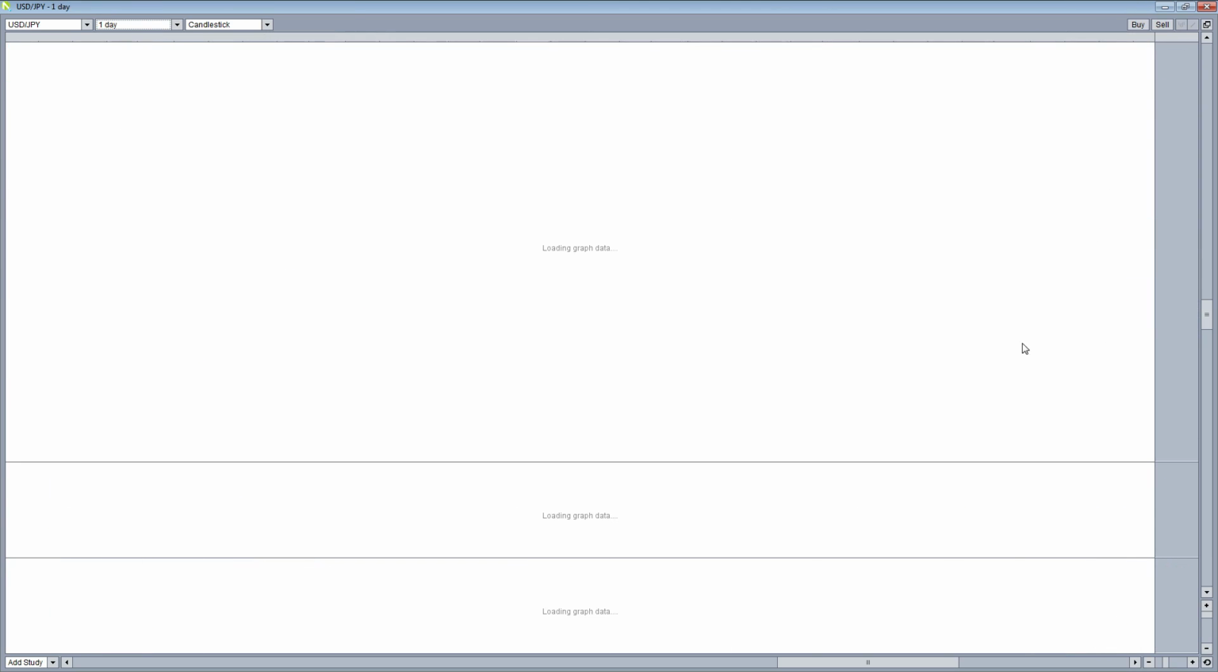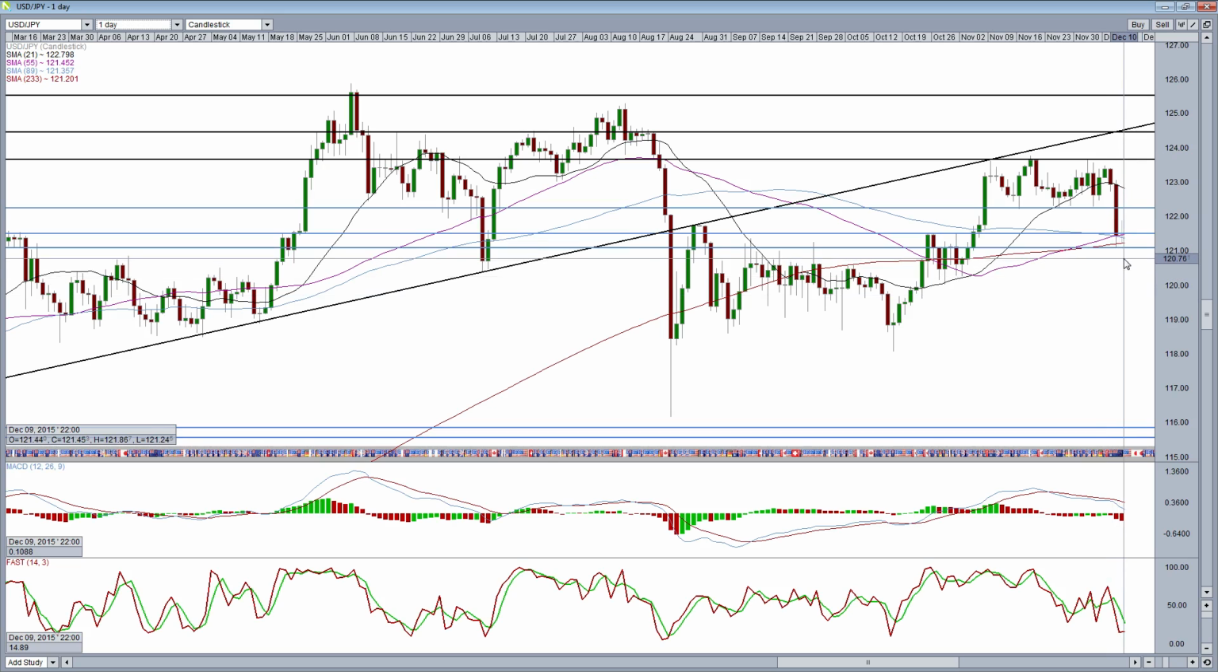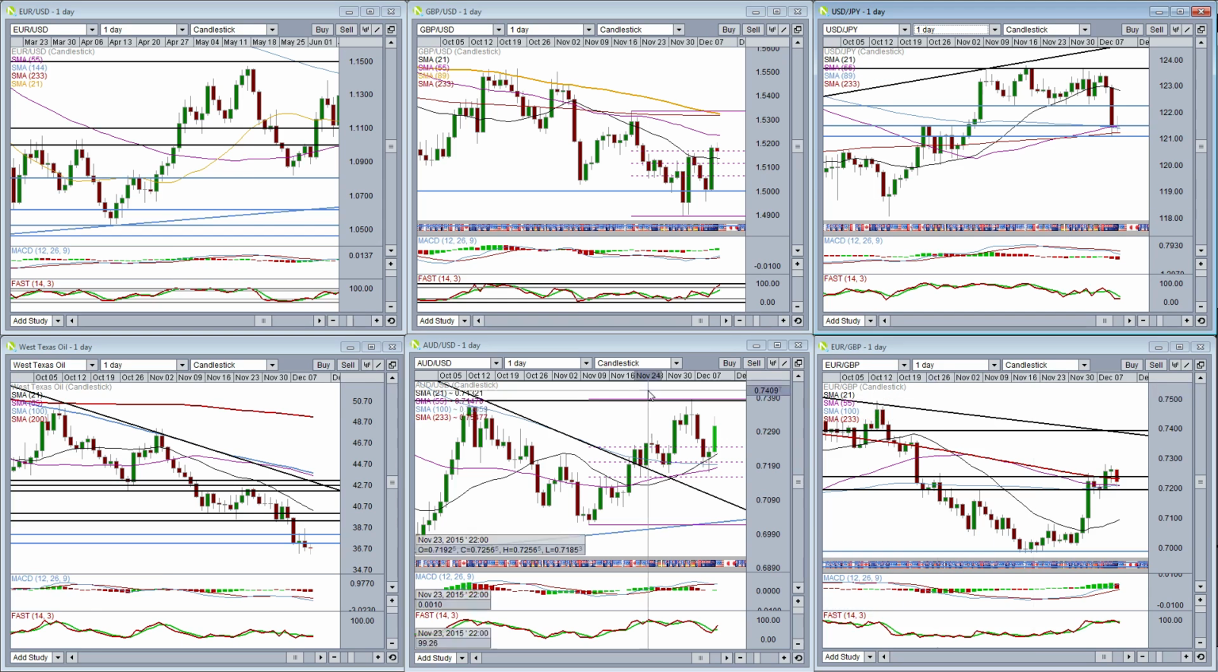If that 121 level's broken again though, it might suggest that we're going to see a move back even lower, and you've got this level around here around 120.50, a prior level of resistance throughout this March and April period, and a prior level of support in July as well. So this could be your next key level of support around 120.50 if 121 is broken. And again, the yen pairs, dollar yen, whatever, these do tend to like those 50, 100 levels, quite decent psychological support and resistance levels.